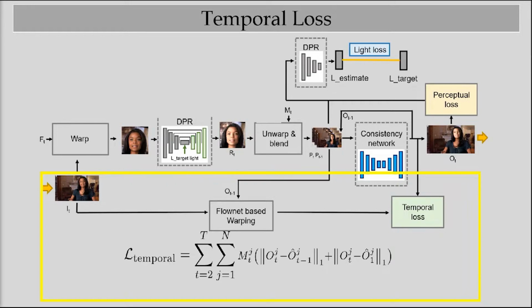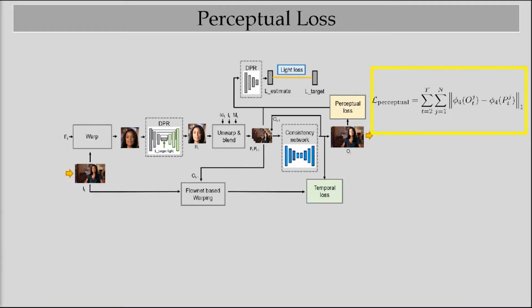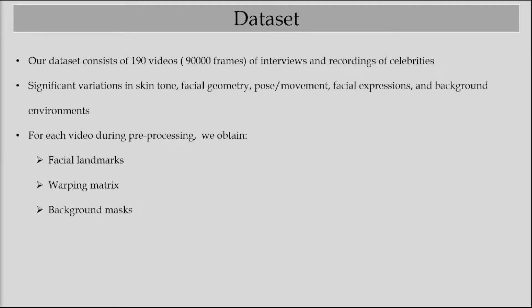The final loss we implement is a perceptual loss based on VGG features. This allows the network to ensure the content of the video is preserved, including texture, facial movement, and occlusions that occur. Our dataset consists of 190 videos of interviews and recordings, with significant variations in skin tone, facial geometry, pose, facial expressions, and background environments. For each video, during pre-processing, we obtain the facial landmarks, warping matrix, and the background masks.